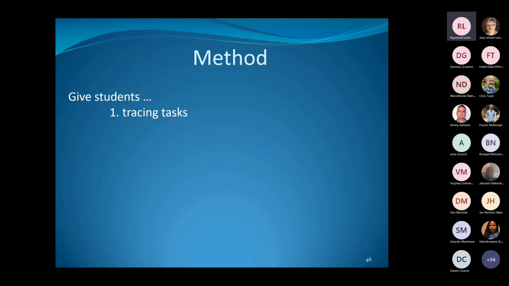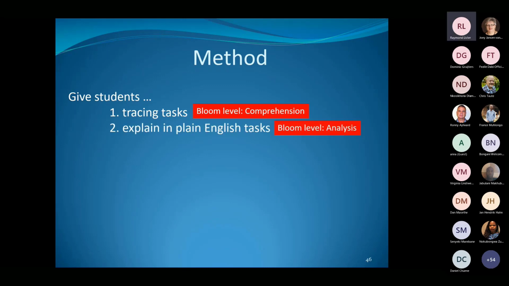Again, we gave students some tracing tasks to do, and that's comprehension level, Bloom. And we asked one or more explain-in-plain-English tasks, and I've asserted that they were analysis level of Bloom. And all we did was add to that: if you want to see a connection between explaining and writing, add a writing problem. We asked the students to solve one or more writing tasks, which is at the application level. And by the way, I know I'm using the old words; analyze and apply would be what the revised taxonomy uses.